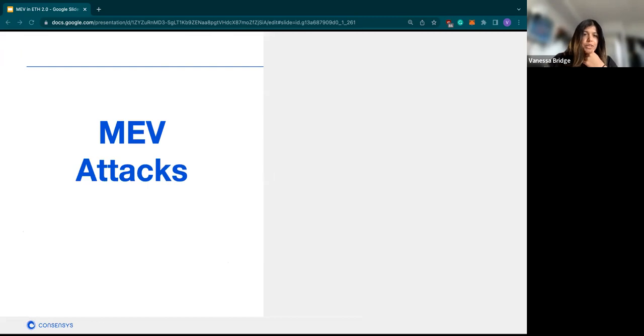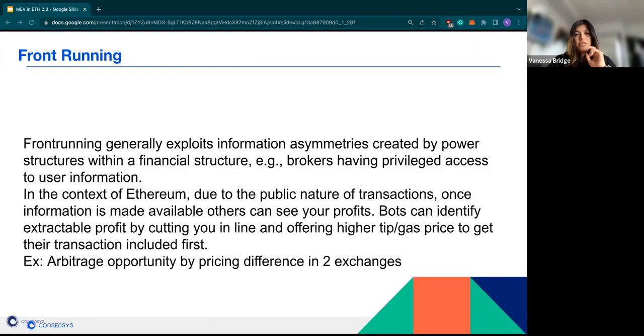And so what does that create? Different types of attacks. So the first attack that I just described, when someone sees your transaction and tries to send a transaction that is recreating the same profit opportunity, but faster than you, it's called front running. So basically it's trying to exploit the asymmetries in information, right?